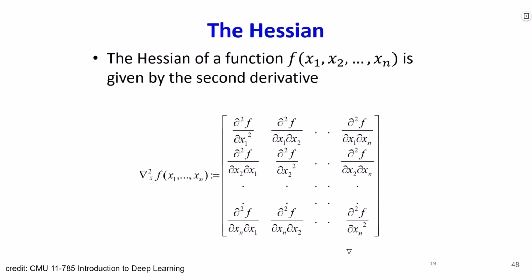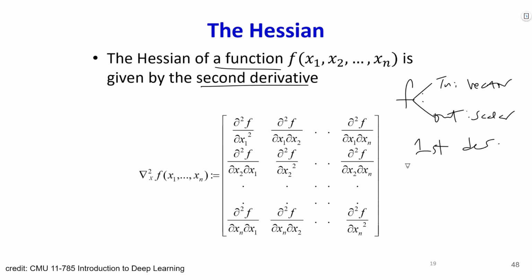Okay, up to this point, we talked about calculating gradients. And sometimes we want to take the second derivative of a function f. Here we are still dealing with f, where the input is a vector and the output is a scalar. And the first derivative was called the gradient, and the second derivative is called the Hessian.